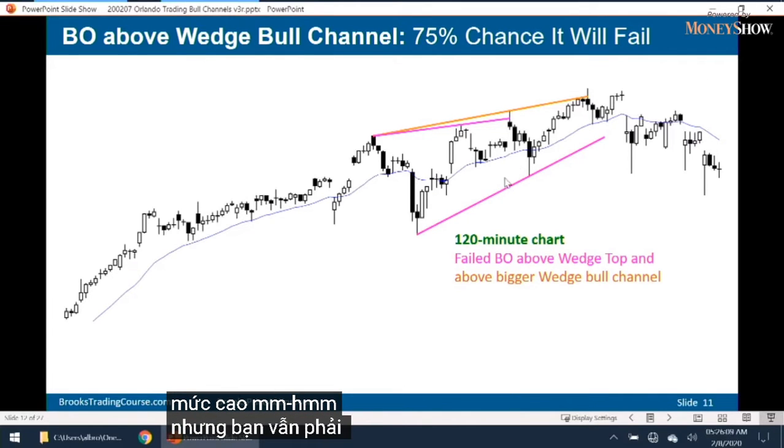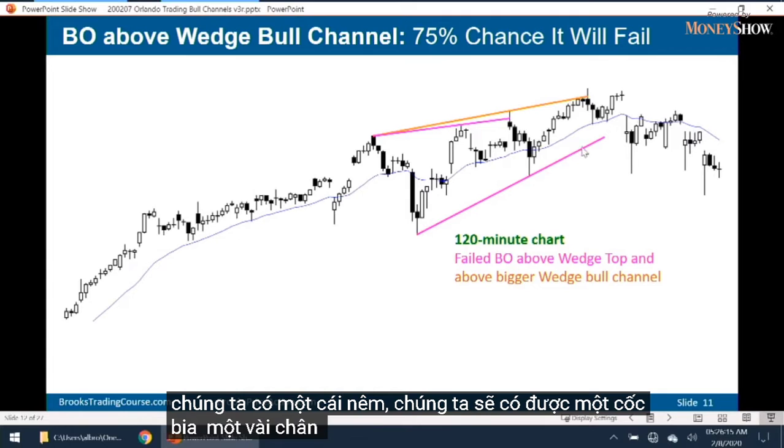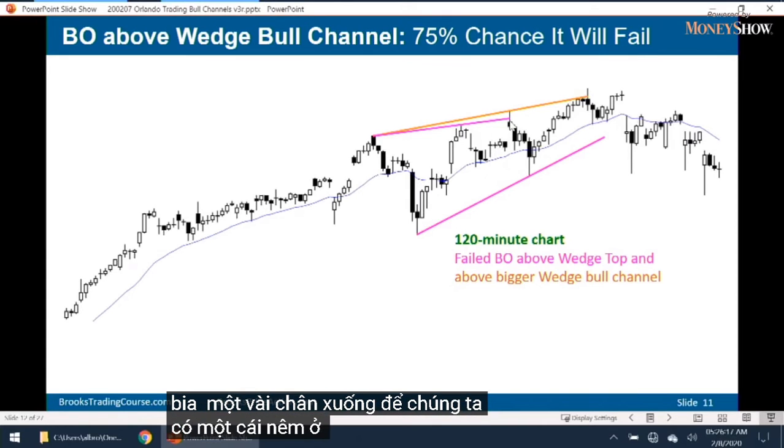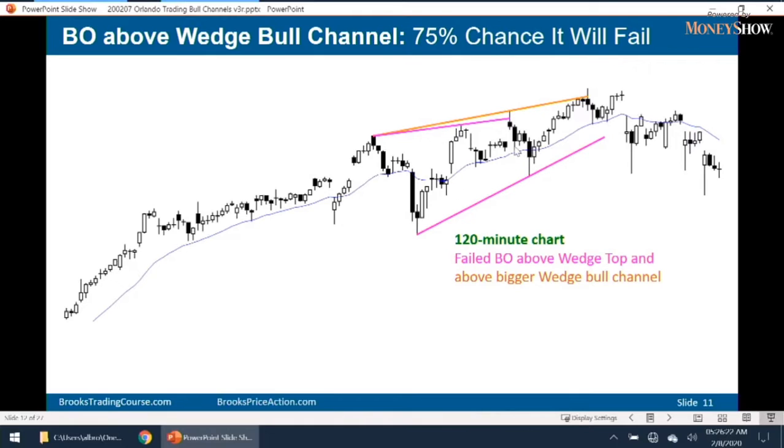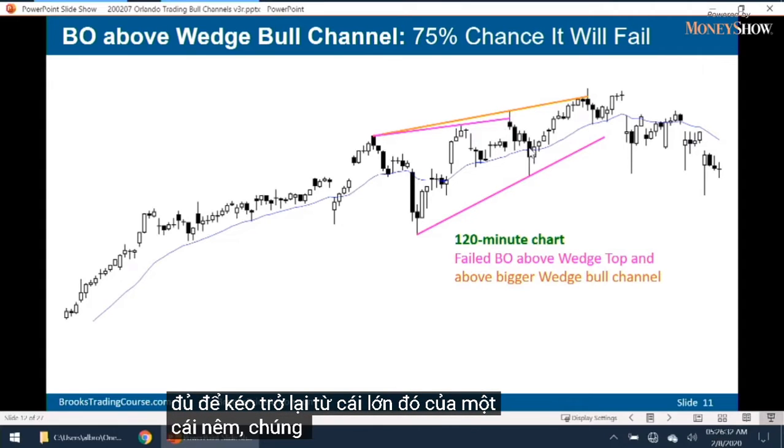But you still have to be assuming that we have a wedge, we're going to get a bear breakout and a couple legs down. So we have a wedge here, 75% chance you're going to get a bear breakout. Again, I don't have the line drawn in here. I should have put it there. We got a bear breakout, a couple legs down, 1 pullback 2. Does not look like enough to pull back from that big of a wedge.